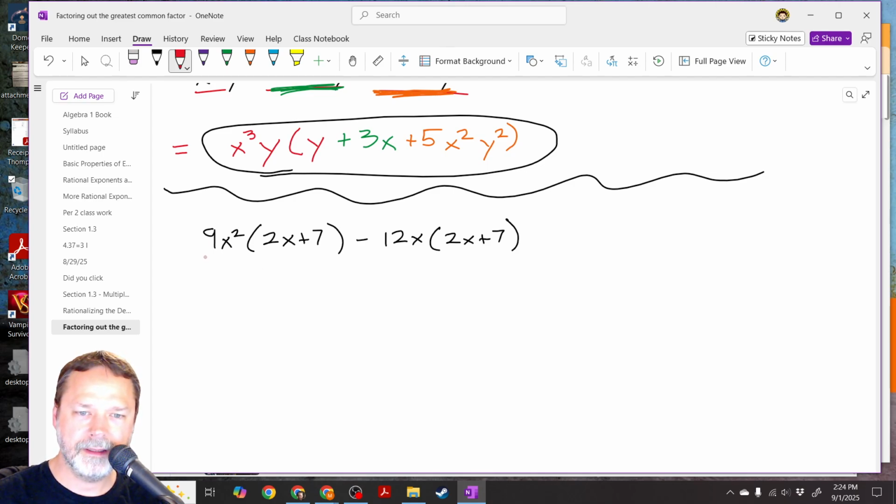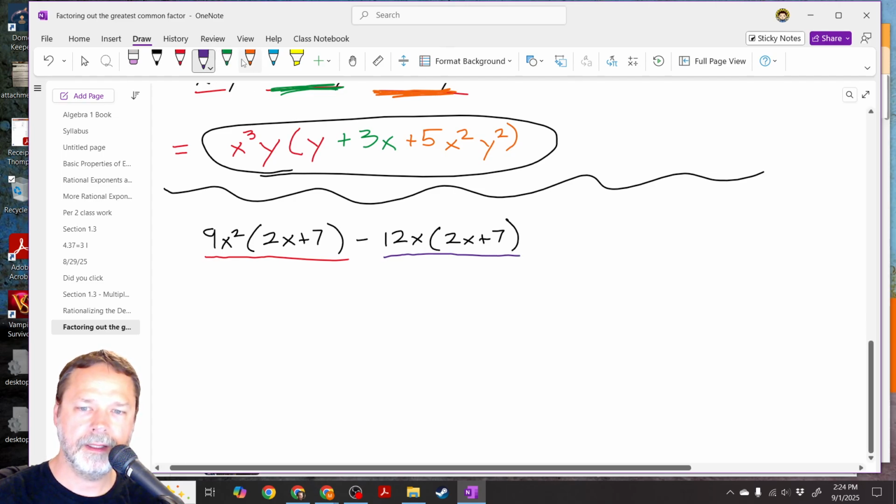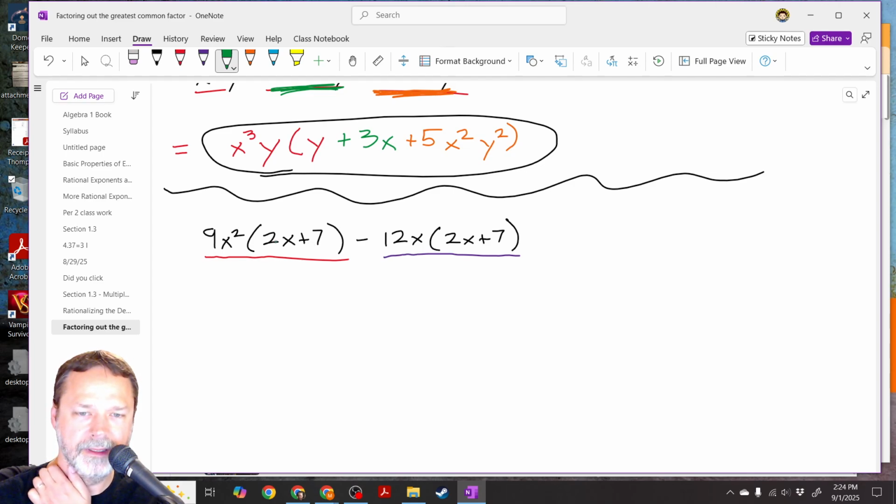So we got one term here and one term here. Okay, and we're trying to find, again, the greatest common factor. Now, one common factor you see right away is this 2x plus 7. This is a factor. We're saying 9x squared times 2x plus 7 on the left here. And then we got a negative 12x times 2x plus 7 again. So that 2x plus 7 is a common factor. So I could just write 2x plus 7. That is definitely a common factor in both of these.